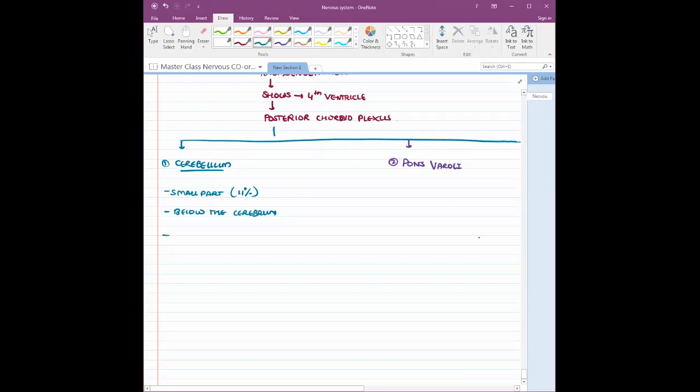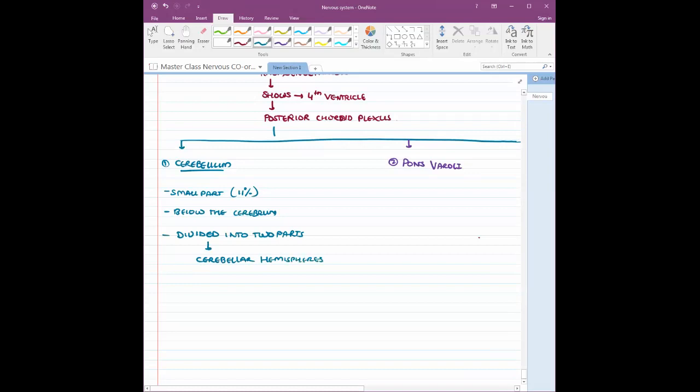Now guys, when we talked about cerebrum, how was the cerebrum divided? The cerebrum was divided into two parts, right? That is your cerebral hemispheres. Same way, your cerebellum is also going to be divided into two parts. But now what are these parts called? These are called your cerebellar hemispheres.